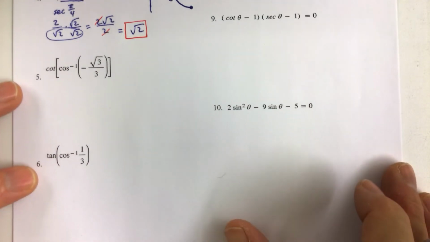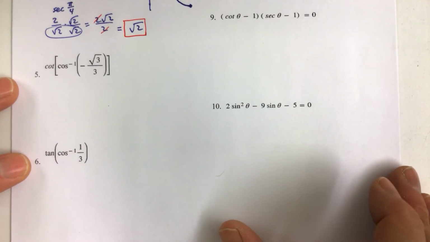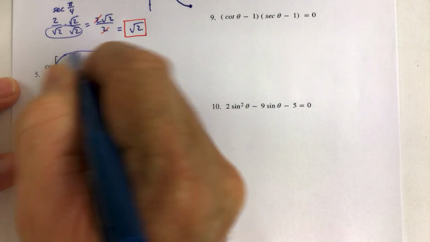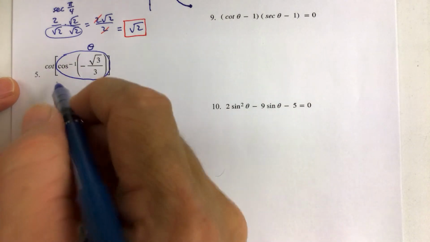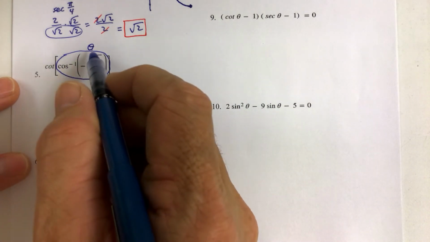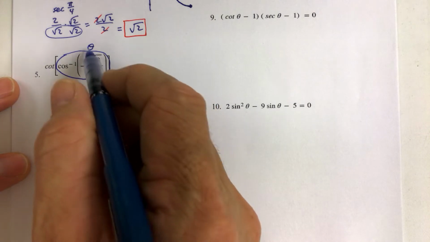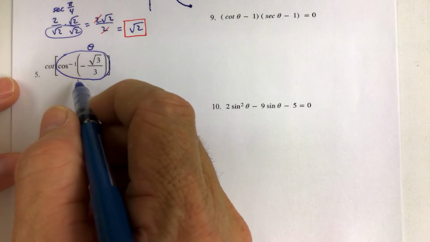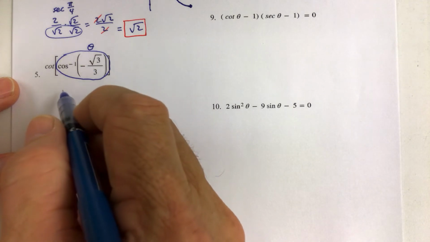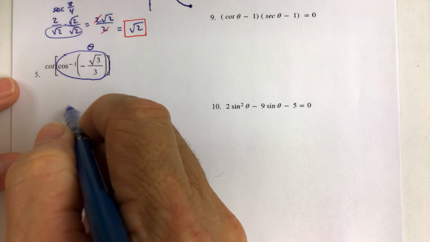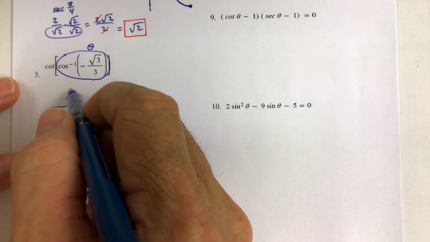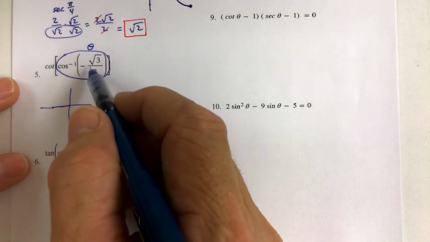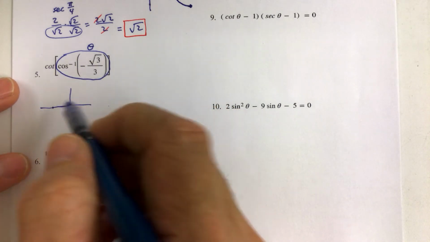All right, number 5. A little bit more work to do here. I like to remind myself that inverse cosine of negative radical 3 over 3 is an angle. So the cosine of the angle is negative. If the cosine of the angle is negative, the angle has to be in the second quadrant, because inverse cosine has to be between 0 and pi.